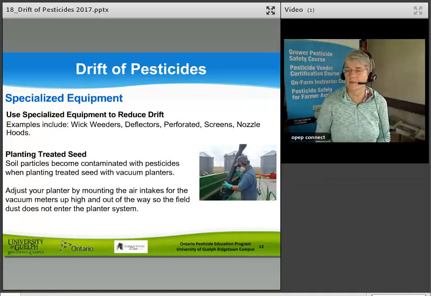I'm going to also mention planting treated seed. Soil particles become contaminated with pesticides when planting treated seed, especially with vacuum planters. So adjust your planter by mounting the air intakes for the vacuum meters up high, out of the way, so the field dust doesn't enter the planter system, where it will pick up the pesticide residues. So be concerned as well when you're planting treated seed, because pesticide drift is actually happening at that time as well.